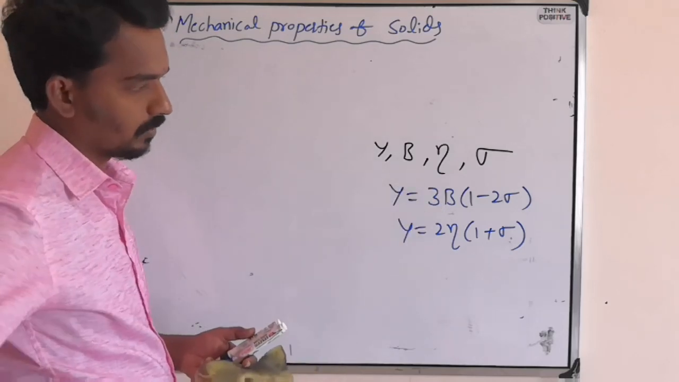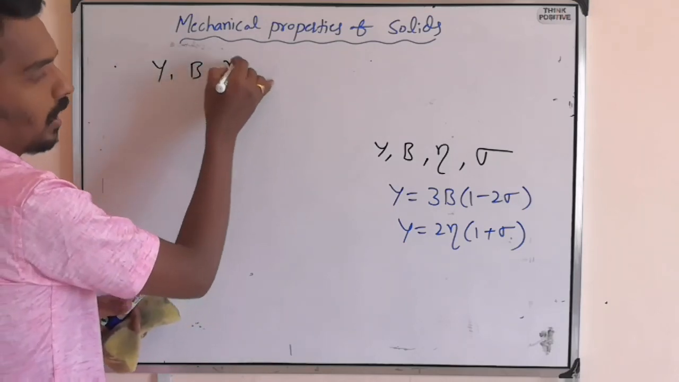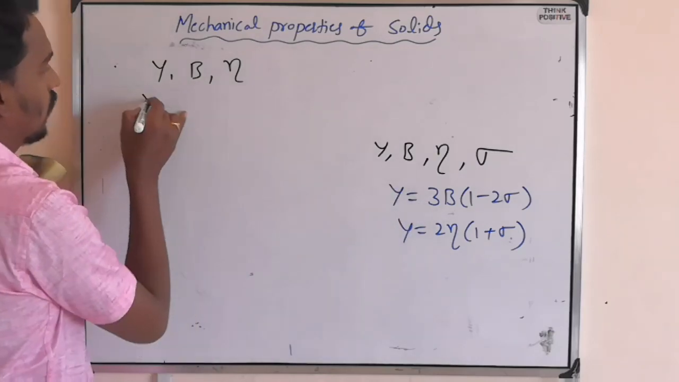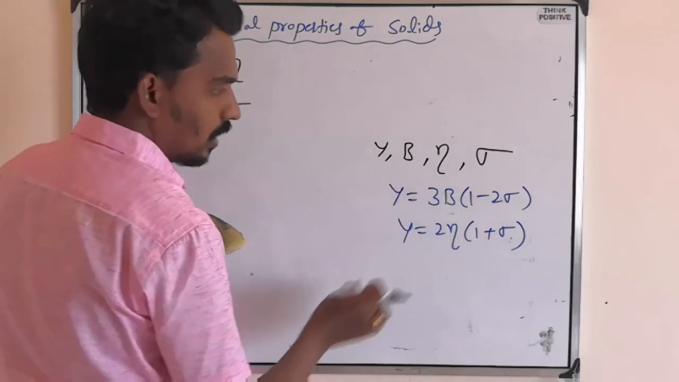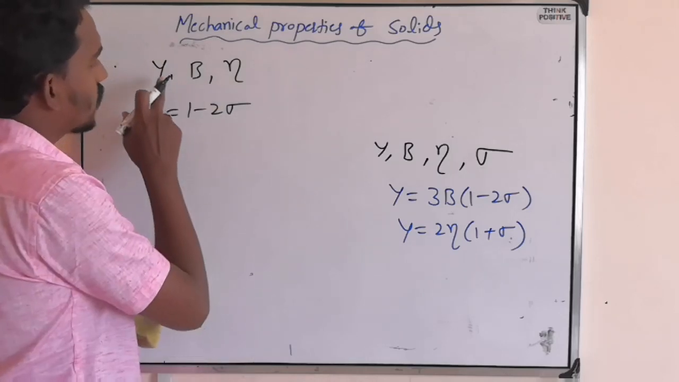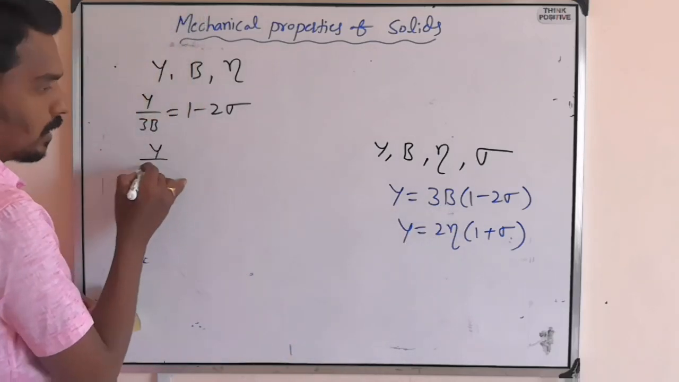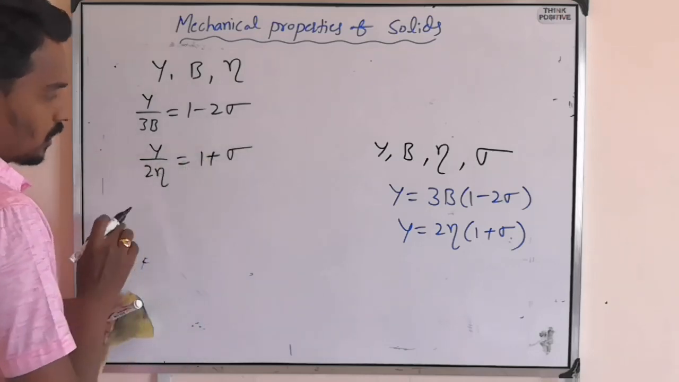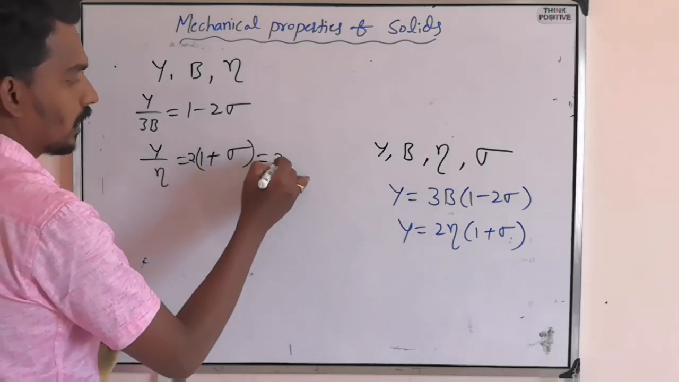Like for example, I will tell you. Now find the relation between Y, B, neta only. Now what I will do is take this equation: Y by 3B equal to 1 minus 2 sigma. I brought 3B to this side. We don't want sigma here because they are asking only the Y, B, neta relation. Then from here, Y by 2 neta equal to 1 plus sigma. Then take this 2 to this side, so Y by neta equal to 2 into (1 plus sigma), nothing but 2 plus 2 sigma.